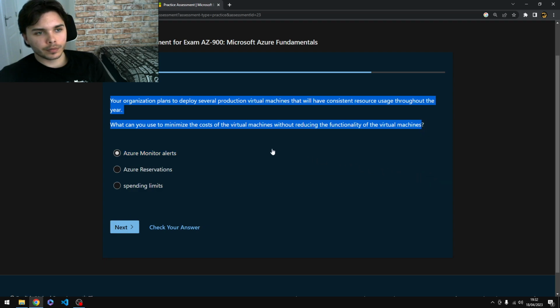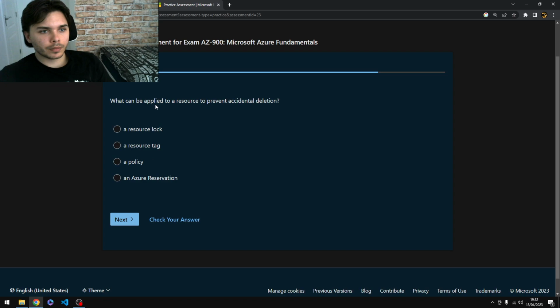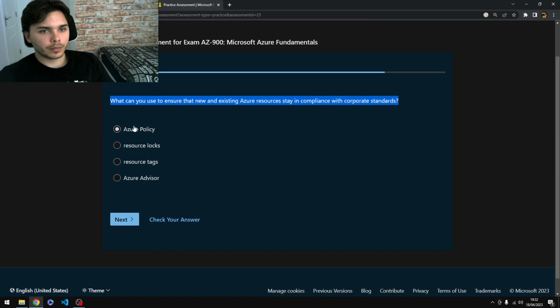Your organization plans to deploy several production virtual machines that will have consistent resource usage throughout the year. What can you use to minimize the costs of the virtual machines without reducing the functionality of the virtual machines? What can you use to ensure that new and existing Azure resources stay in compliance with corporate standards?